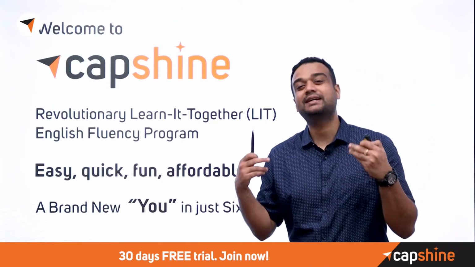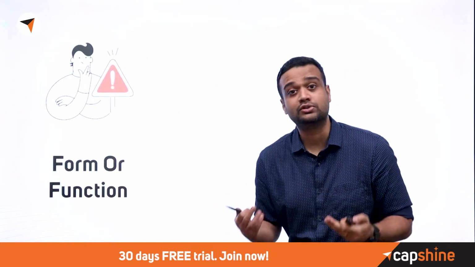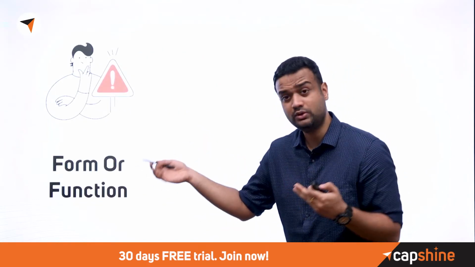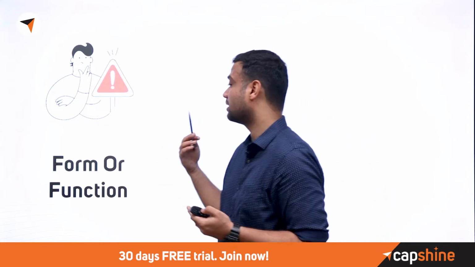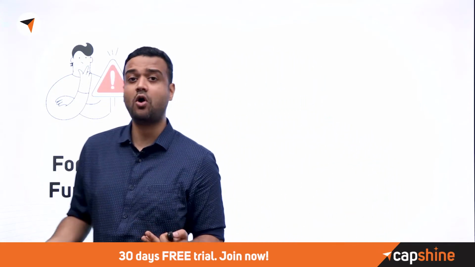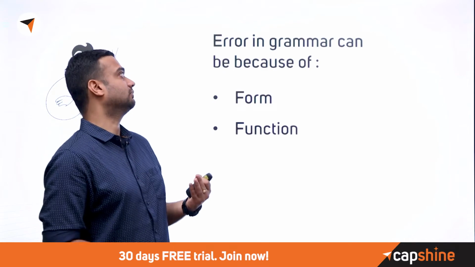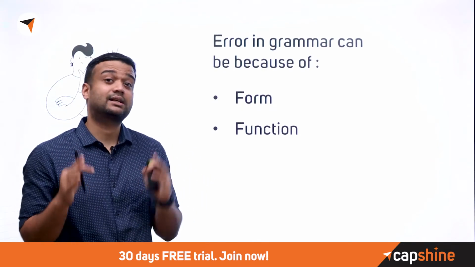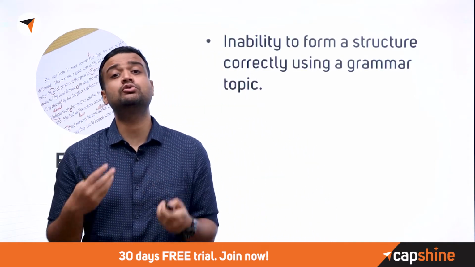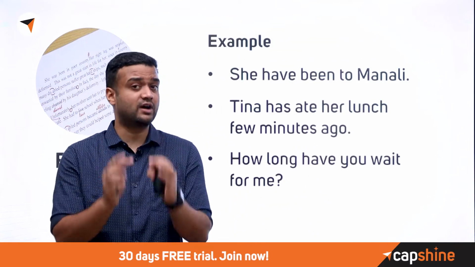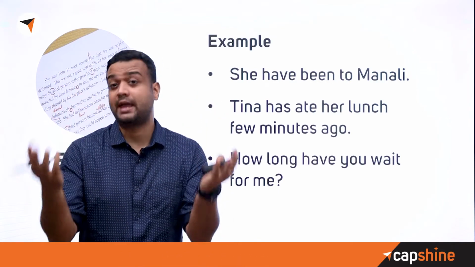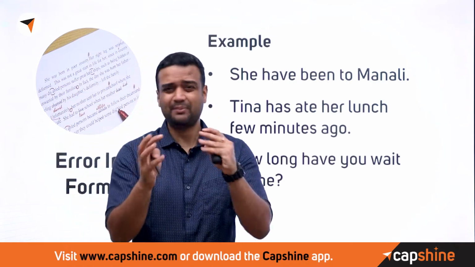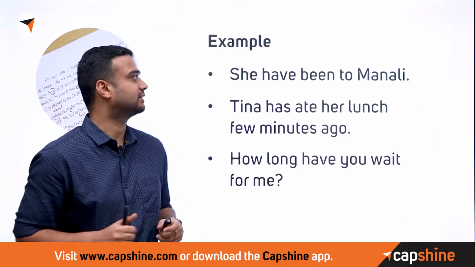So let's look at the different kinds of errors that you're likely to make when you use English. There are 2 types: you can have errors in form or in function. Let's look at the errors in form to begin with. Errors in form are errors where you use the incorrect form of a verb or a word based on the context, because grammar is all about the context and the meaning you're trying to convey.